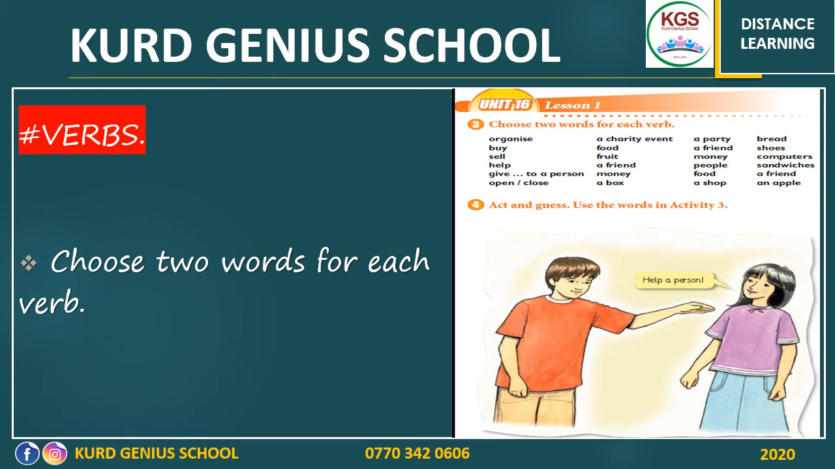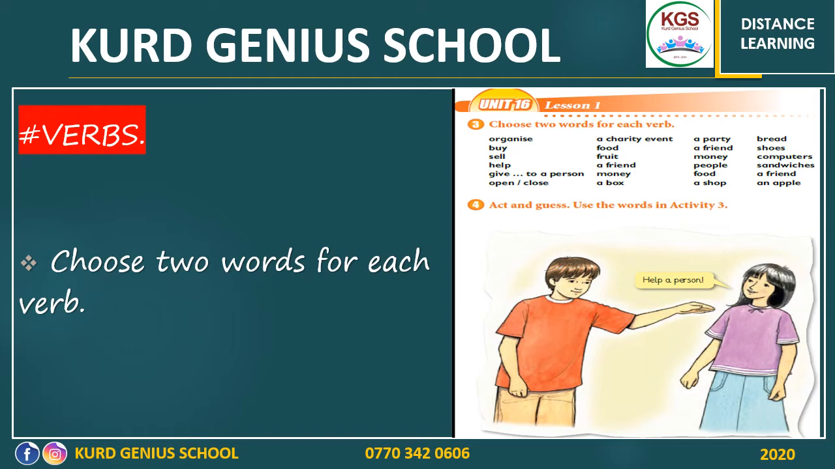Let me do the second one also for you. We have the verb buy. Buy food. Correct. Buy a friend. Can you buy a friend? I don't think so. So this is incorrect. Buy shoes. Very correct.